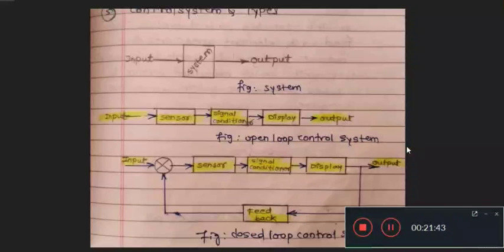Therefore, it is called an open loop control system. Now we shall look at the second type of control system, known as the closed loop control system. The block diagram of a closed loop control system is as shown in the figure. It consists of an input, a comparator, a sensor, a signal conditioner, a display unit, an output, and a feedback unit, as shown in the figure.